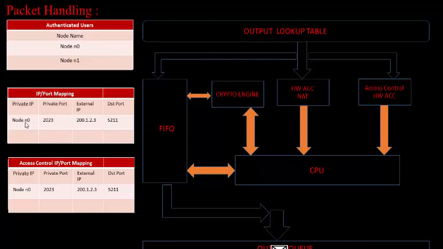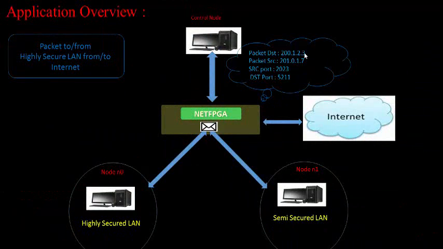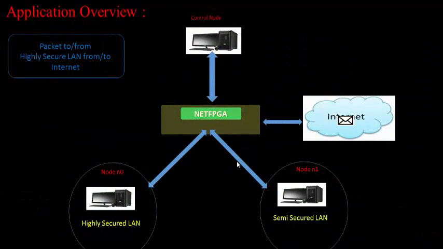Here you can see this data is being sent from node N0 to the private port 2023, and for the external IP 200.1.2.3, and for this destination port. Similarly for the second port, you can see the same data is being recorded, because this is the second level of controlling that we are doing, and this would be irrelevant for the semi-secure LAN. And the packet goes out, and you can see the packet source port and the destination port, and it goes to the internet.